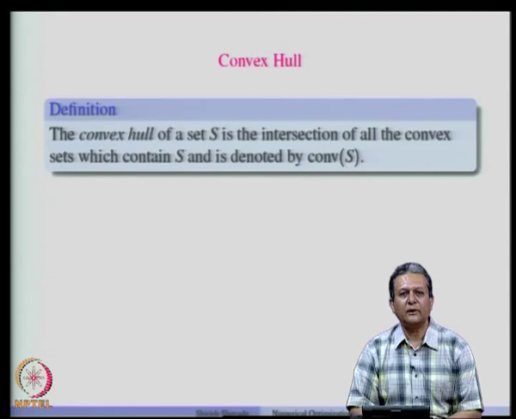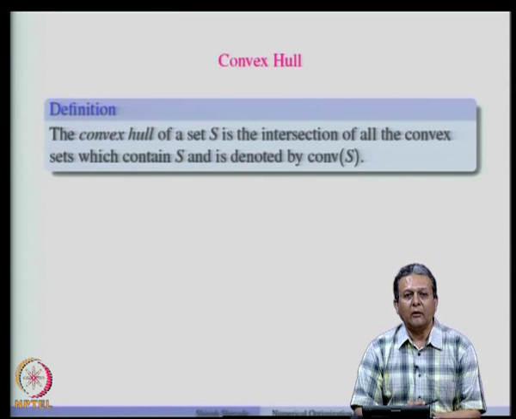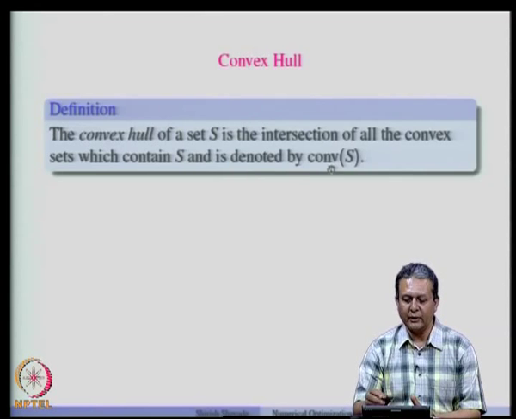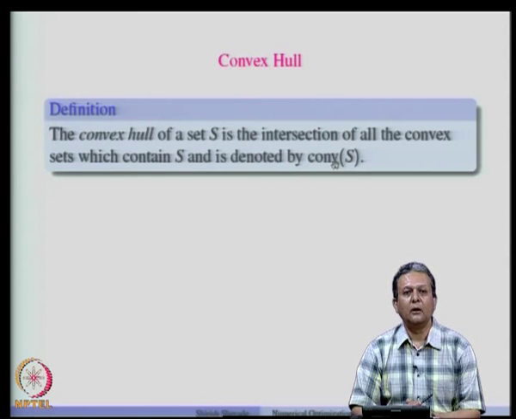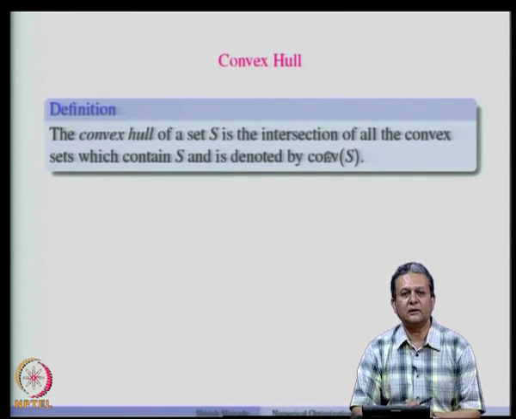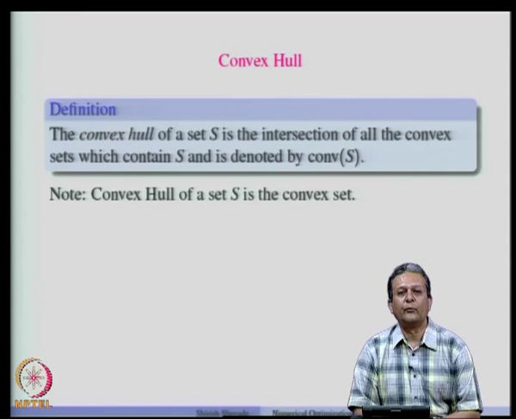Now, let us look at the definition of a convex hull. The convex hull of a general set S is the intersection of all convex sets which contain S, and it is denoted by convex hull of S. By the very definition of convex hull, it is the intersection of all convex sets, and we know that the intersection of convex sets is a convex set. So, every convex hull is a convex set.